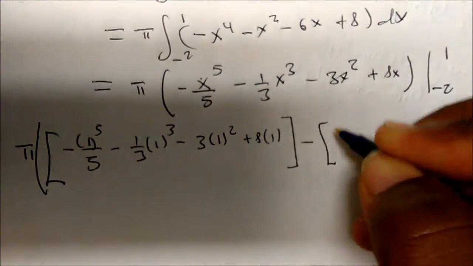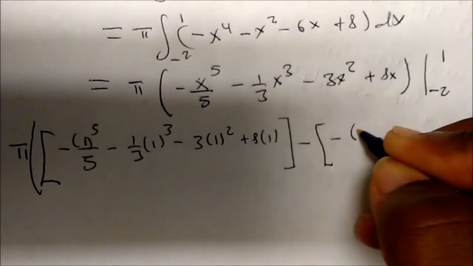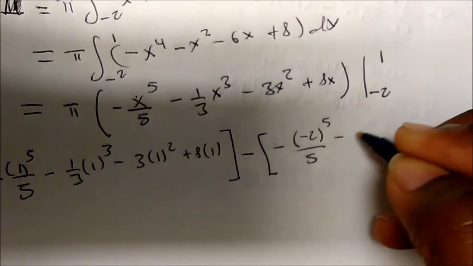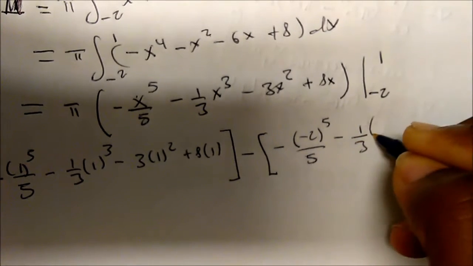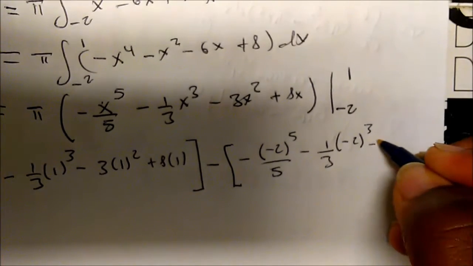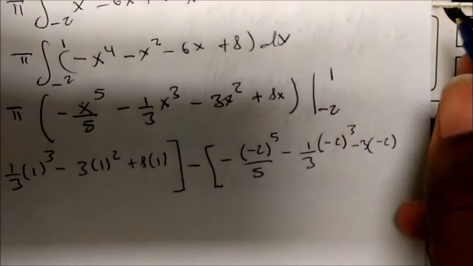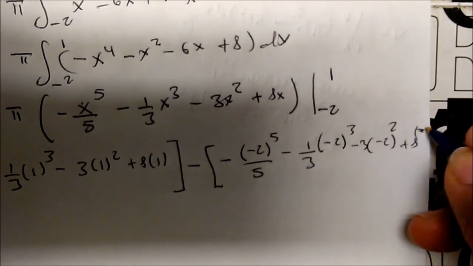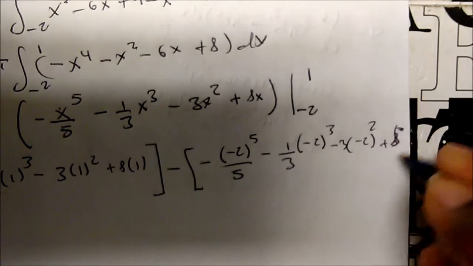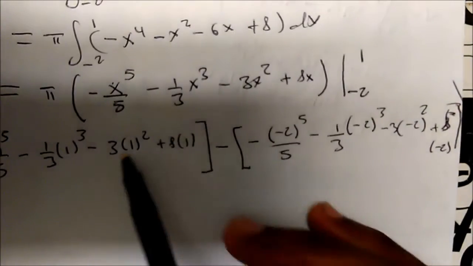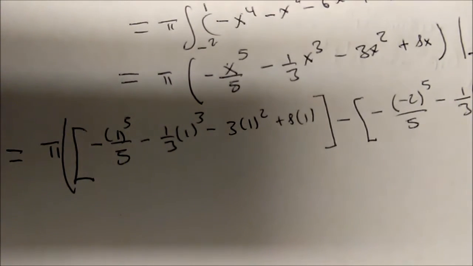So this now becomes -2 to the 5th over 5, minus 1/3 times -2 cubed, minus 3 times negative 2 squared plus 8 times negative 2. I'm running out of space here, but this should be 8 times negative 2. And there's a parentheses here, all signifying that my pi is being distributed.